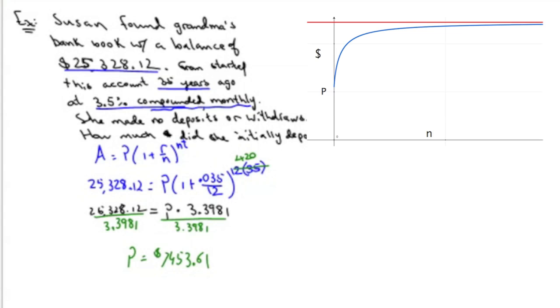It comes up to some maximum value. And you can test this out. You can take a simple problem like A equals 1,000, 1 plus 0.05 over n raised to the n times 10 years. And all you have to do is change n from 1 to 2 to 12 to 365 to 10,000 to 100,000. And what you find is your answer doesn't change that much after a while. And eventually it locks down onto one single answer.